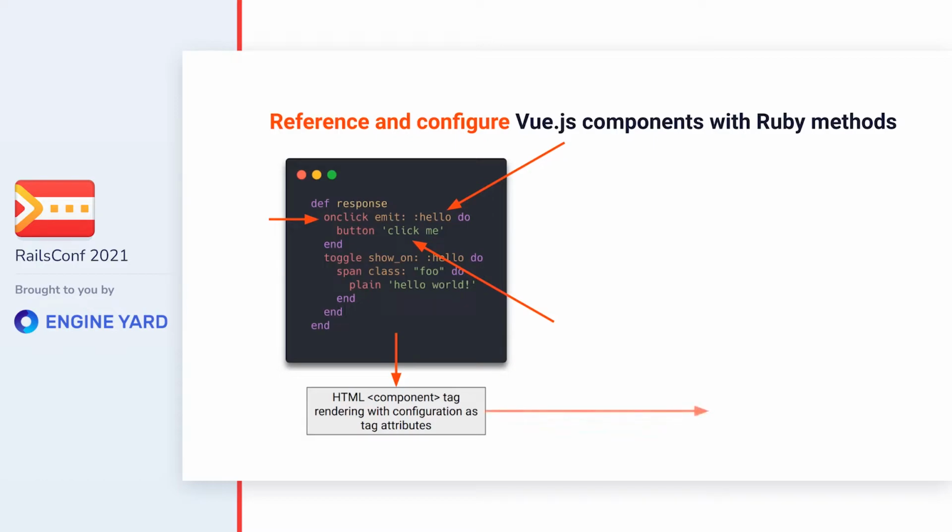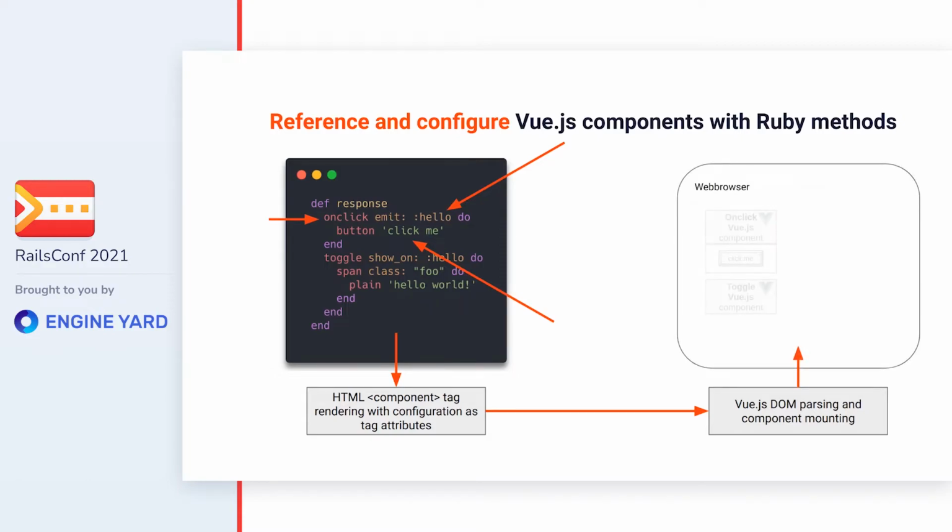When this HTML is parsed by Vue.js in the browser, the referenced Vue.js components, which are included in MateStack's JavaScript, are mounted and get the configuration hash injected. We then have two Vue.js components up and running in the browser. Additionally, an event hub is mounted, which enables communication between all components.